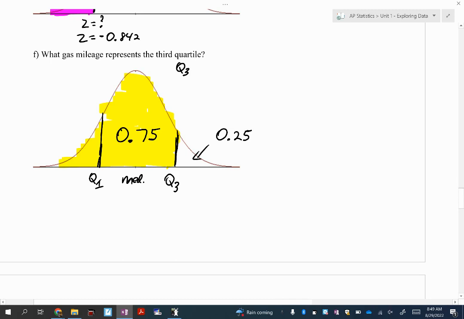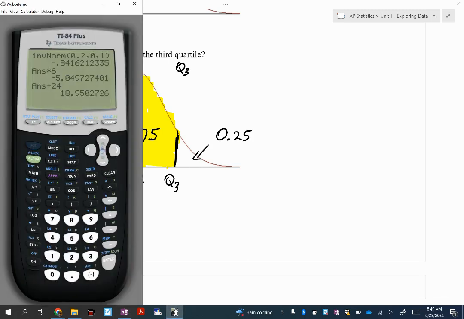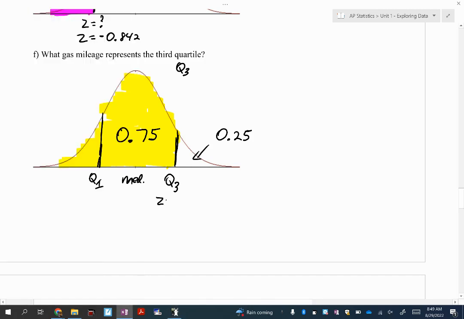And remember, these calculators can only type in the area to the left. So I need to type in 0.75. So I'm going to use second distribution there. Go to inverse norm, number 3, and type in 0.75. This will give me the z-score for quartile 3, which is 0.674. So this z-score is 0.674.